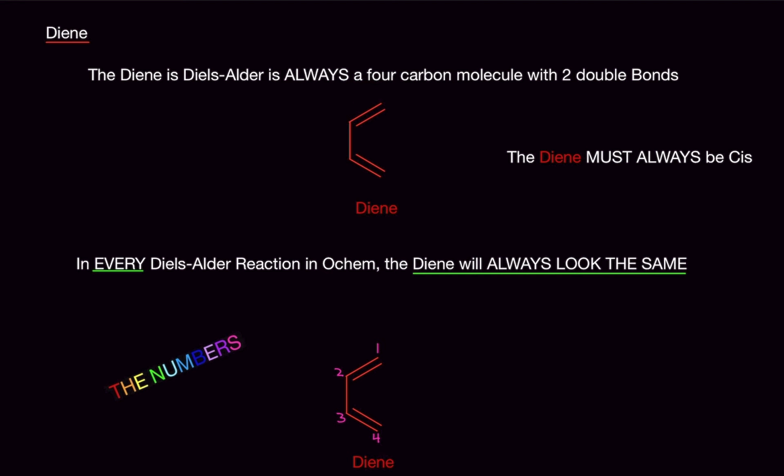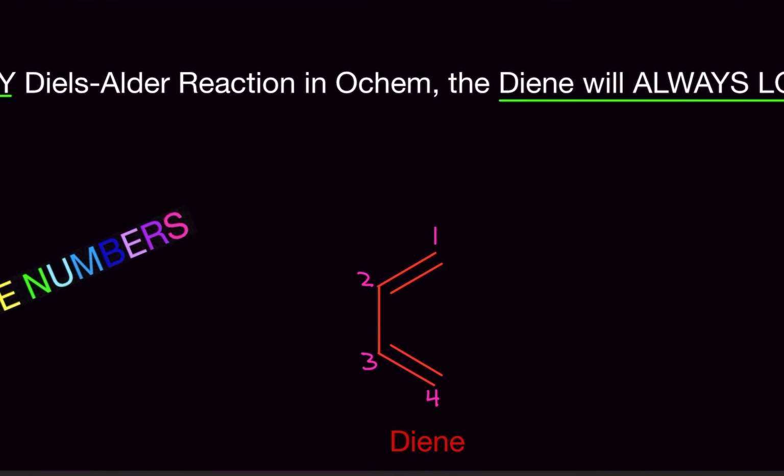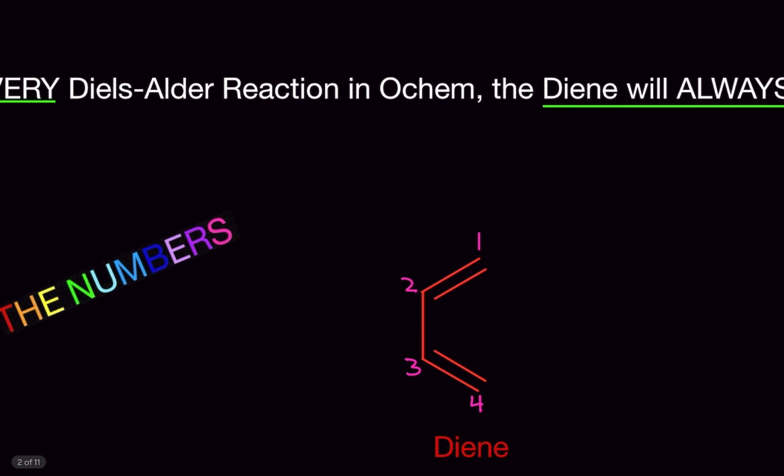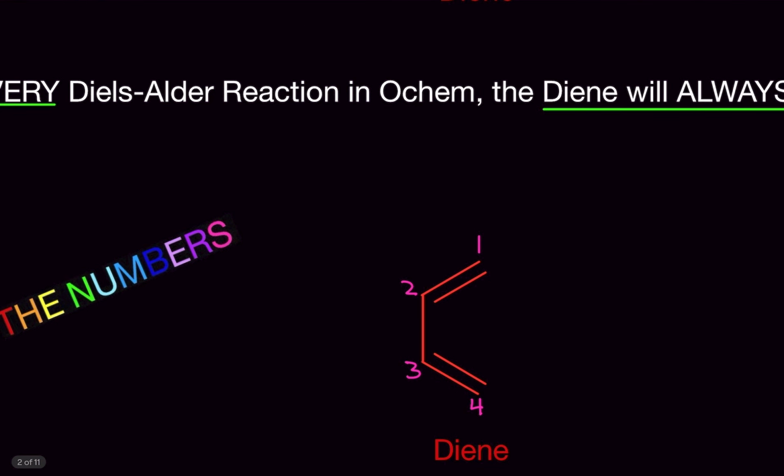Now let's talk about the numbers. You won't understand what this is, but for now, I want you to number the diene from 1 to 4. So starting from top to bottom, name every single carbon from 1 to 4. So there's carbon 1, carbon 2, carbon 3, carbon 4. That's it. That's all you have to do so far.